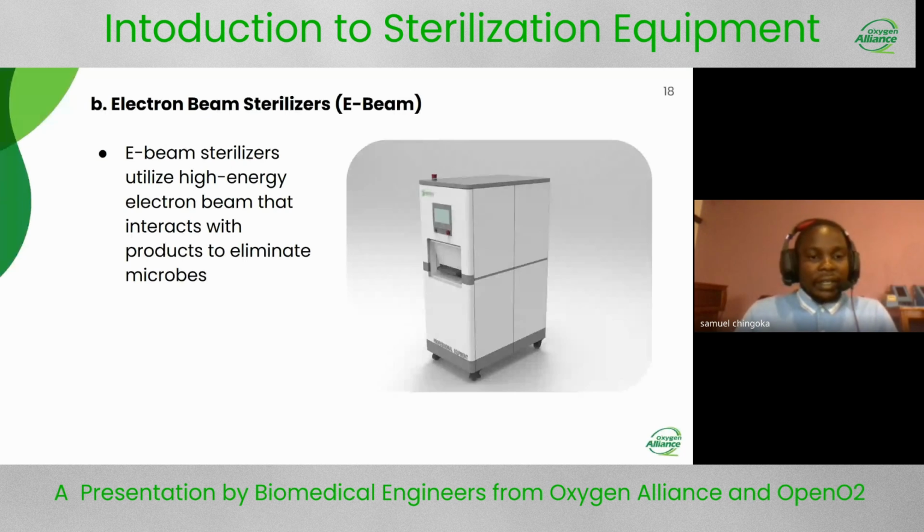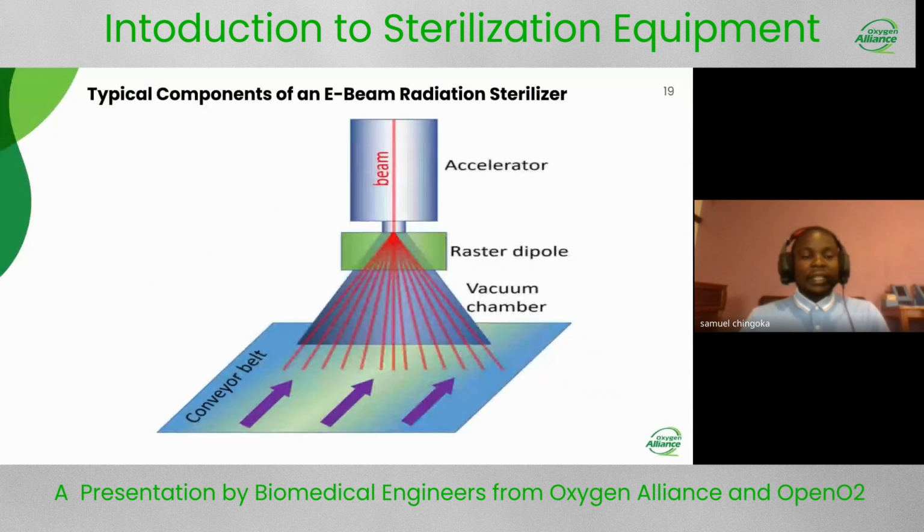These are electron beam sterilizers. They utilize a high energy electron beam that interacts with the products. So how is this high energy electron beam created? Basically, we have a source that is mostly a tungsten element, where we get these electrons. The tungsten element is fed with a low voltage source, which after some time releases these electrons.